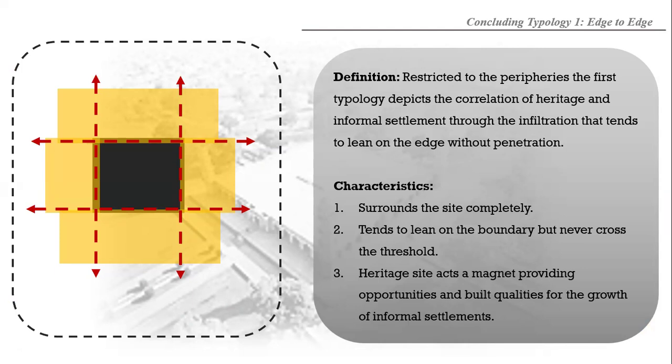The definition of the typology thus can be stated as infiltration restricted to the periphery, and it depicts the correlation of heritage and informal settlements through infiltration that tends to lean on the edge without penetration. The characteristics of the typology can be identified as one that surrounds the site completely, tends to lean on the boundary but never crosses the threshold, and where the heritage site acts as a magnet, providing opportunities and built qualities for growth of the informal settlement.